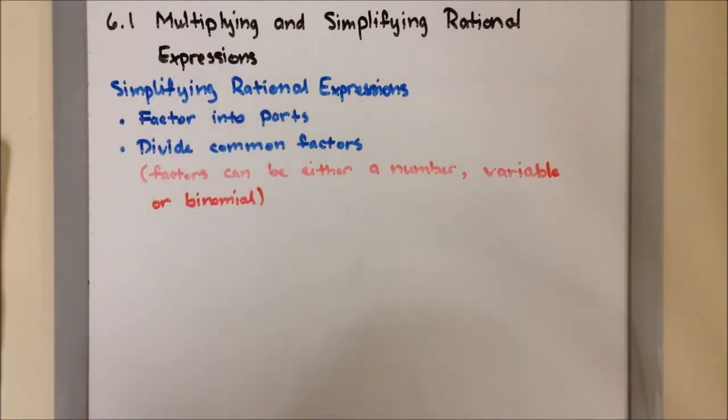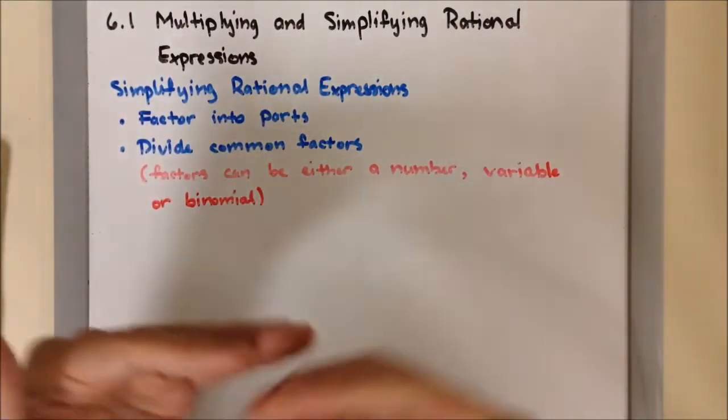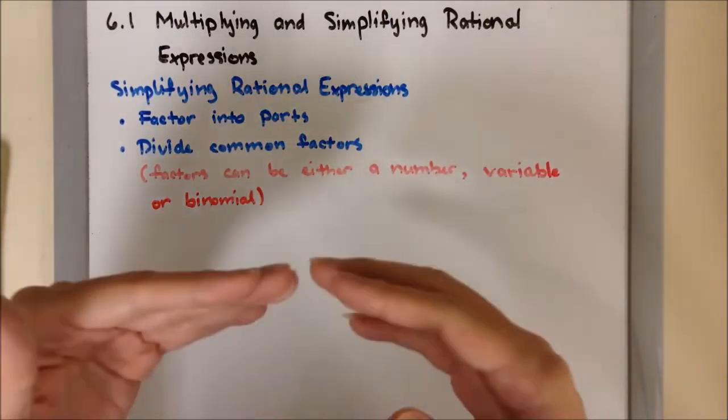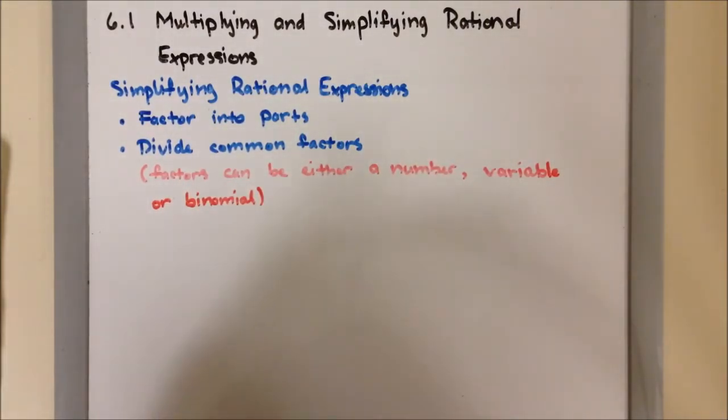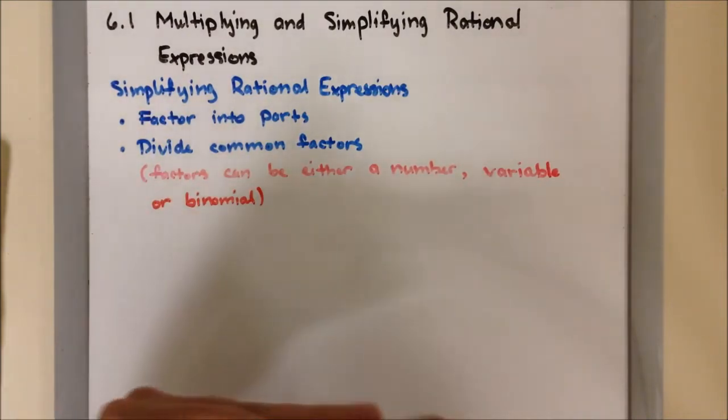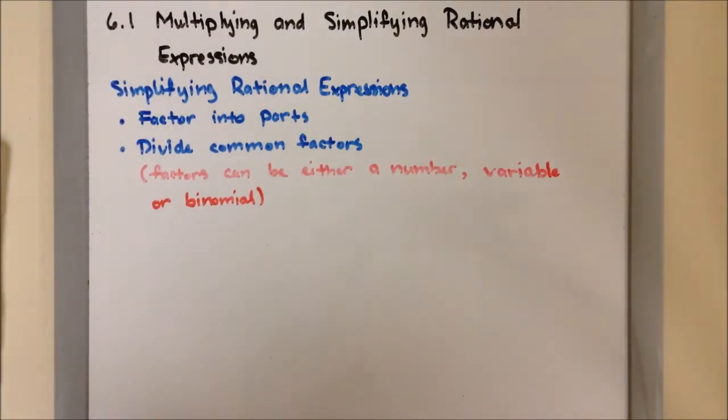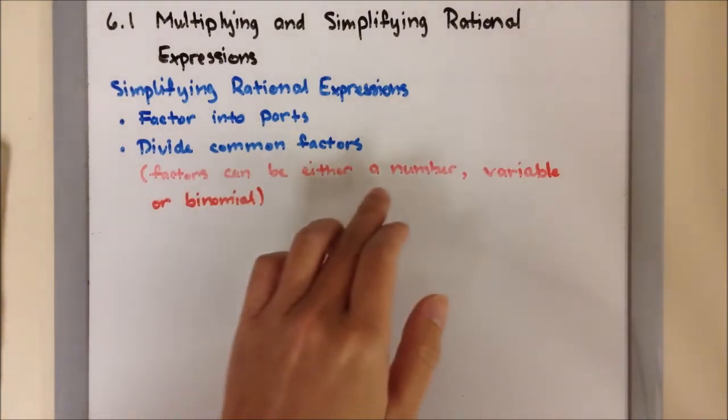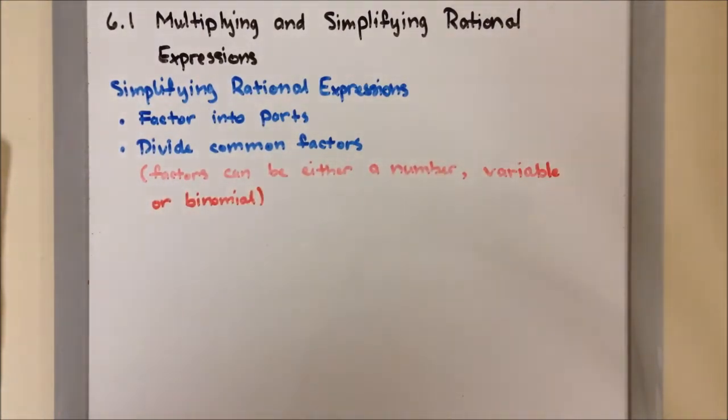Factor into parts, meaning that you're going to have a polynomial or a trinomial, a term on the top of a fraction and on the bottom of a fraction. You're going to simplify, basically factor into simple parts. After you factor into simple parts, you're going to divide common factors. So it's when you cross out common factors and divide into one, making it into a simpler fraction or a simpler term. Factors can be either a number, variable, or binomial, and you will see from the following examples.